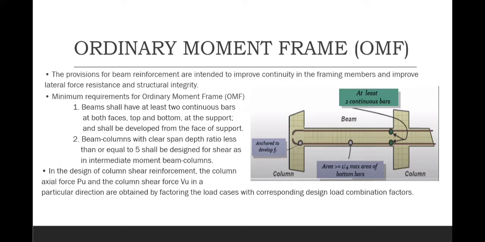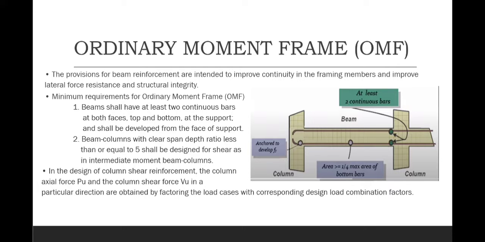The OMF and IMF have the same minimum requirements for the beam reinforcement. First, the beam shall have at least 2 continuous bars at both faces, top and bottom, at the support and shall be developed from the face of the support. And second, the beam columns with clear span to depth ratio less than or equal to 5 shall be designed for shear as intermediate moment beam columns.